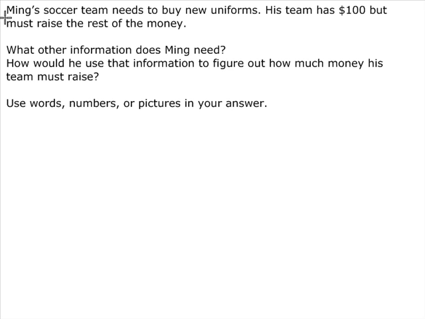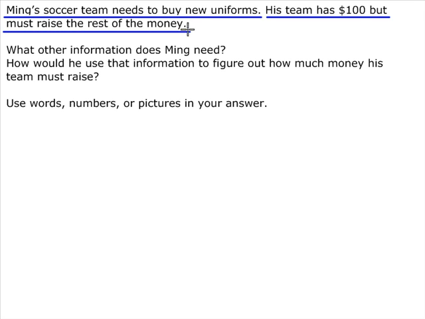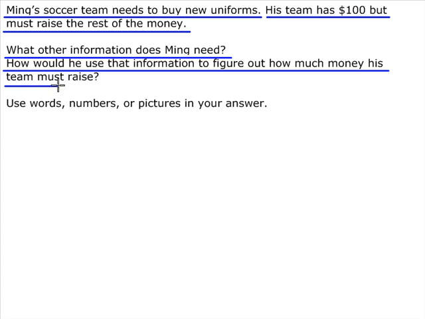So here we read, Ming's soccer team needs to buy new uniforms. His team has $100, but must raise the rest of the money. Question: what other information does Ming need, and how would he use that information to figure out how much money his team must raise? Use words, numbers, or pictures in your answer.